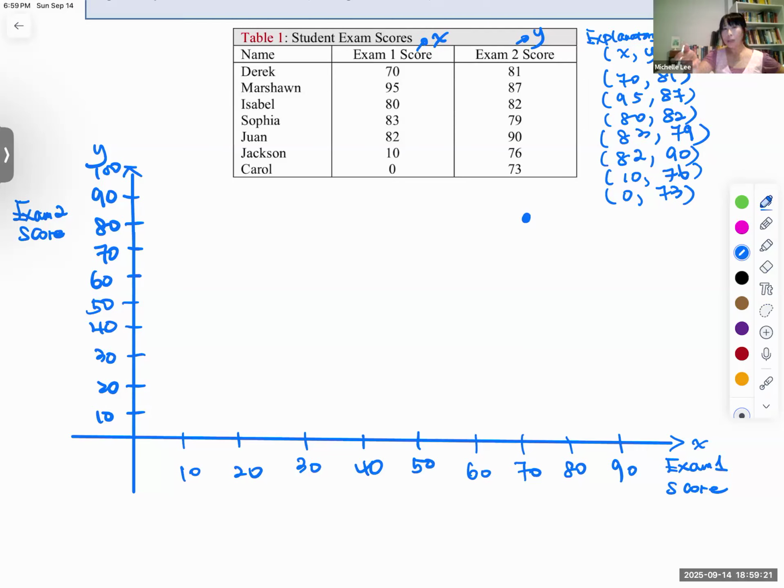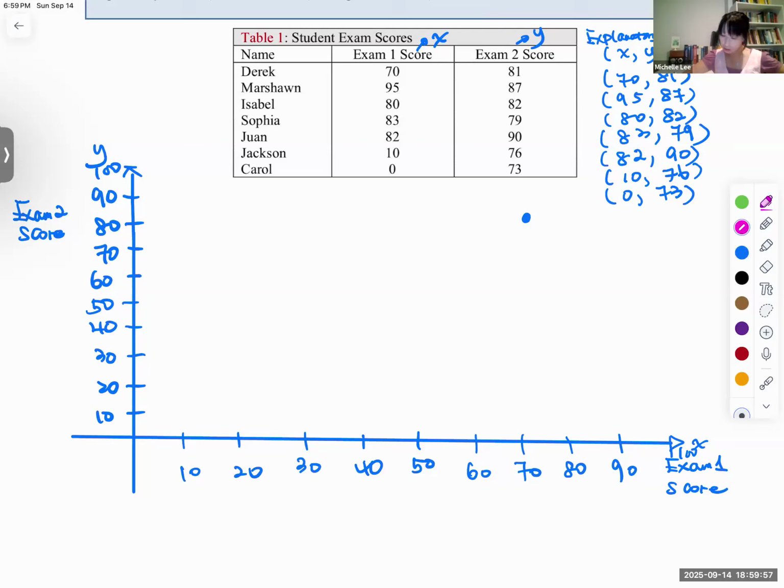Basically, a scatter plot is the same as a dot plot, but with the dots scattered. Normally in a dot plot we have dots vertically arranged, but here the shape is just a dot, scattered all over the place. That is a scatter plot. Make sense? Okay, 70 and 81, then 95 and 87.